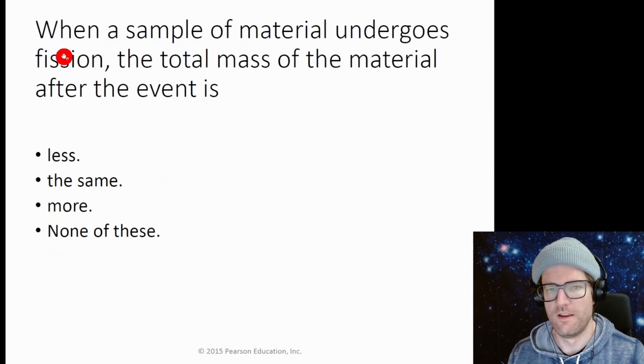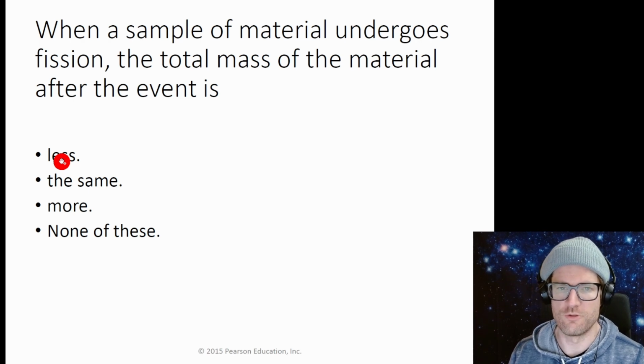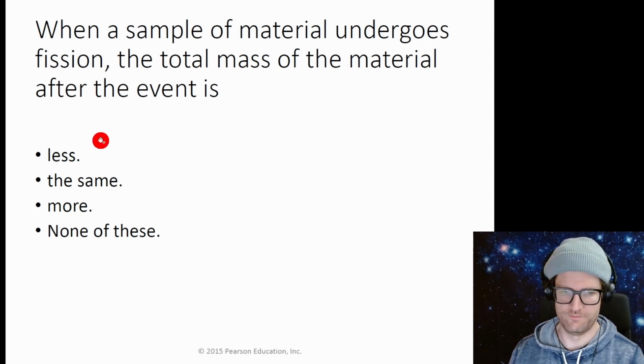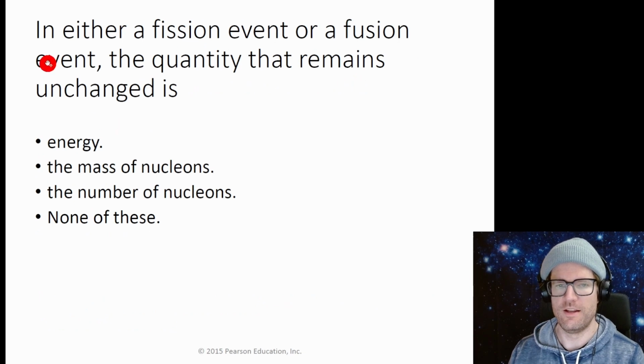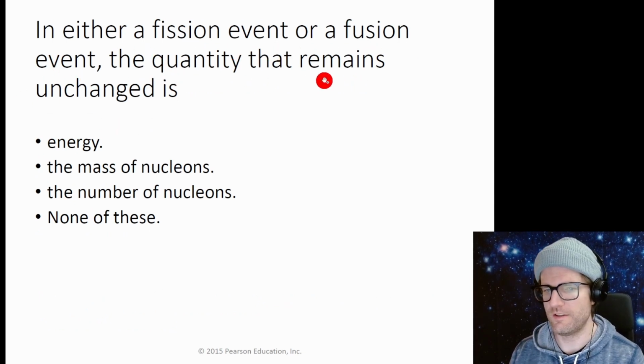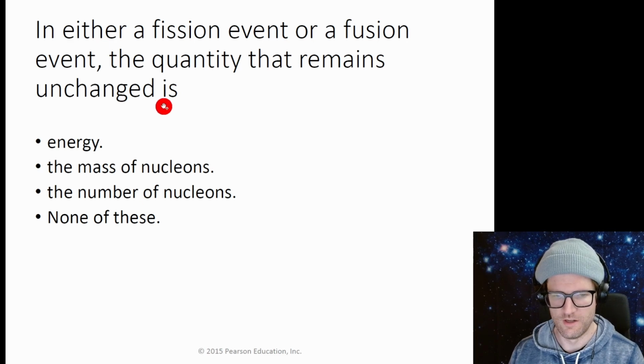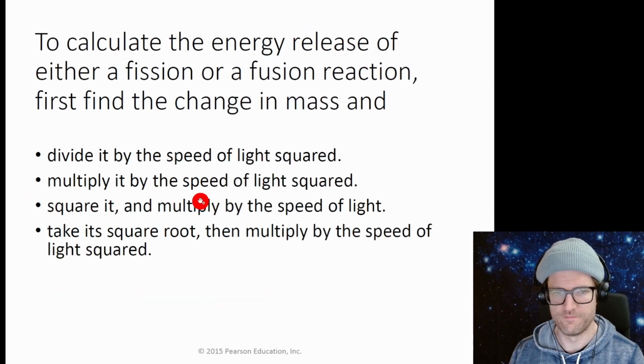Okay. When a sample of material undergoes fission, the total mass of the material after the event is less. So if it undergoes fission, it's breaking it up. The mass drops, and that's the energy released. Okay. In either a fusion event or a fission event, the quantity that remains unchanged is, well, we talked about this before, energy is released. The mass of the nucleons just changes slightly. The number of nucleons is the right answer.